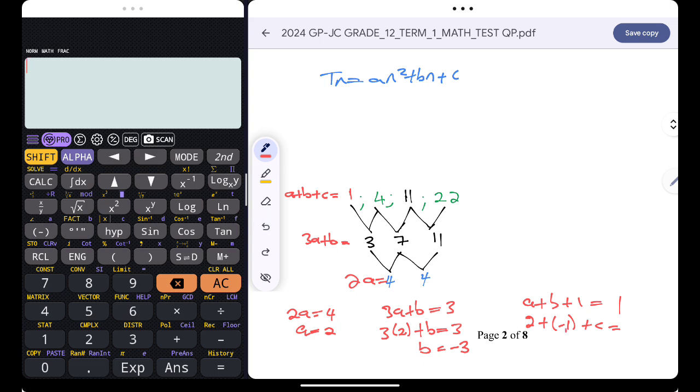No man, the value of b is negative 3. Why am I lying? The value of b is negative 3, right? So I'll simply have negative 1 plus c is equal to 1, then c is just equal to 2. So therefore the nth term, Tn is equal to an squared, a is 2, n squared, plus bn, the value of b is negative 3, and then c is just equal to 2.